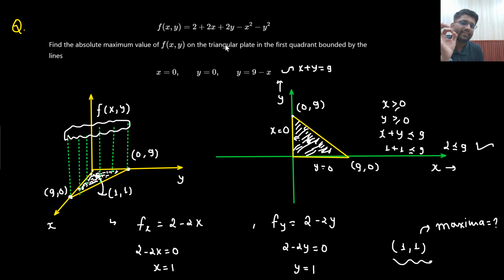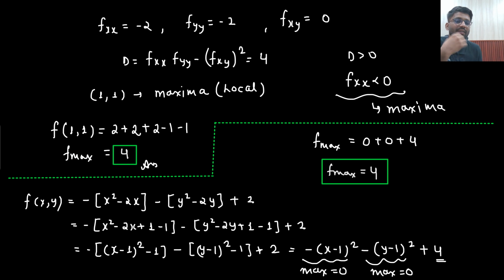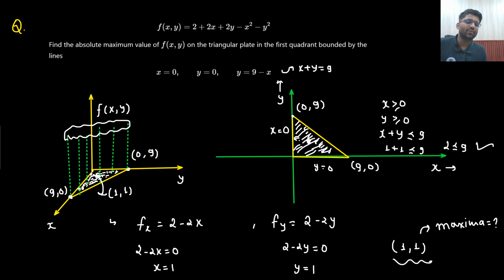I will take the kind of question where, after differentiation, whatever points we get will not be maxima or minima. They will be saddle points. If that is a saddle point, then how we will solve that kind of question, that we will take. Don't worry about it. So let's take that question now.